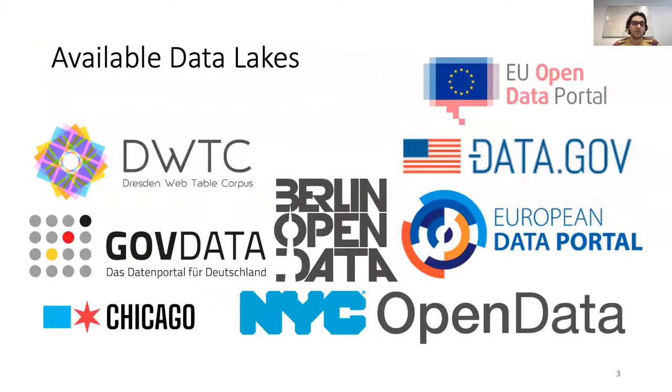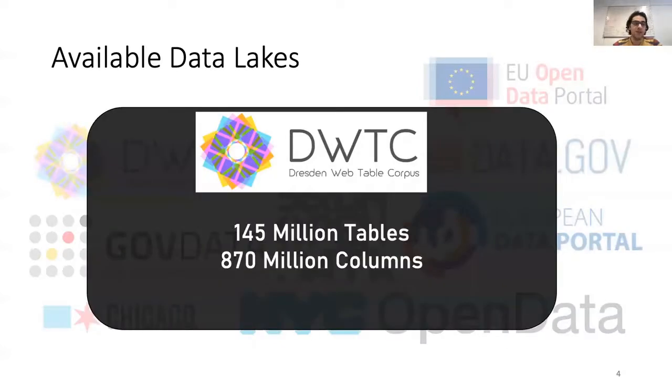There are a large number of available data sets that can be used for this specific purpose. This includes open data and data sources inside organizations. However, these available data sources are very large, and it makes it so difficult to find the most relevant and informative features. As an example, DWTC contains 145 million tables and 870 million candidate columns that potentially can be used to enrich the input data sets.